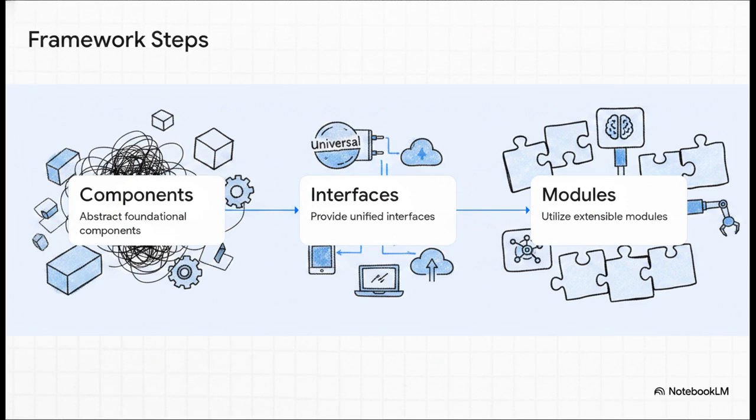Step 2, it provides unified interfaces. So whether you're connecting to a tiny local model or some massive cloud API, the way your code talks to it stays exactly the same. And step 3, it utilizes extensible modules. Look, the AI landscape literally changes every single day. AgentScope is purposely built so that developers can just snap in the latest updates, brand new models or new machine control protocols, without having to completely rewrite their entire application from scratch. It's a real game changer.